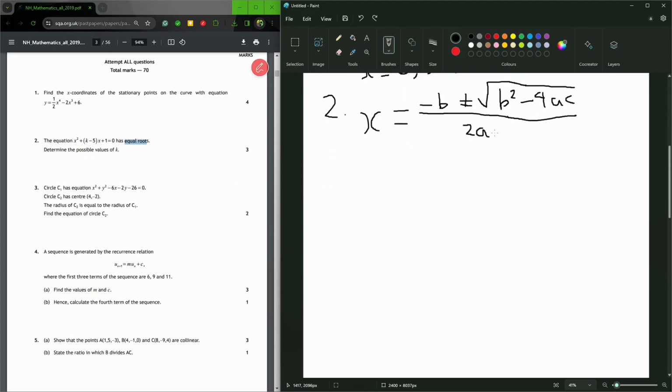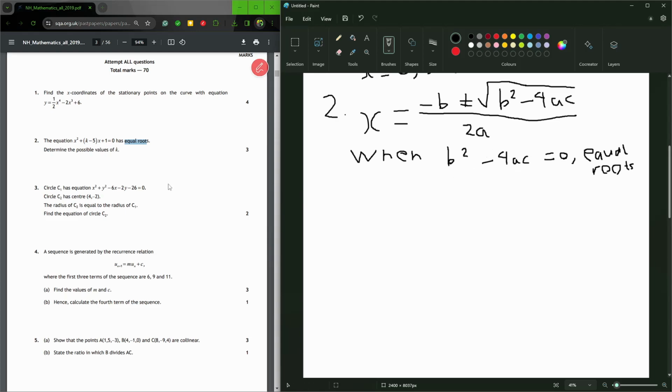So you don't even need to write this; it's just for fun. But basically, you take the discriminant, and you go b squared minus 4ac equals 0. You can say equal roots or something, just to tell a marker what you're on about. They'll try their best, but give them a helping hand every once in a while.